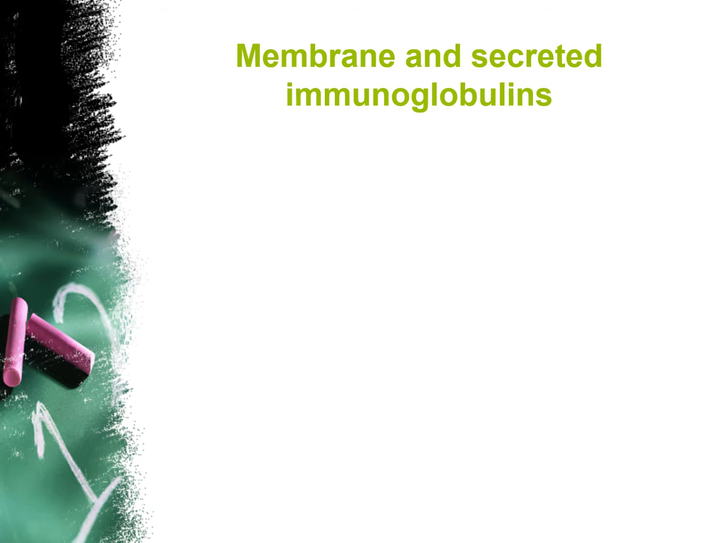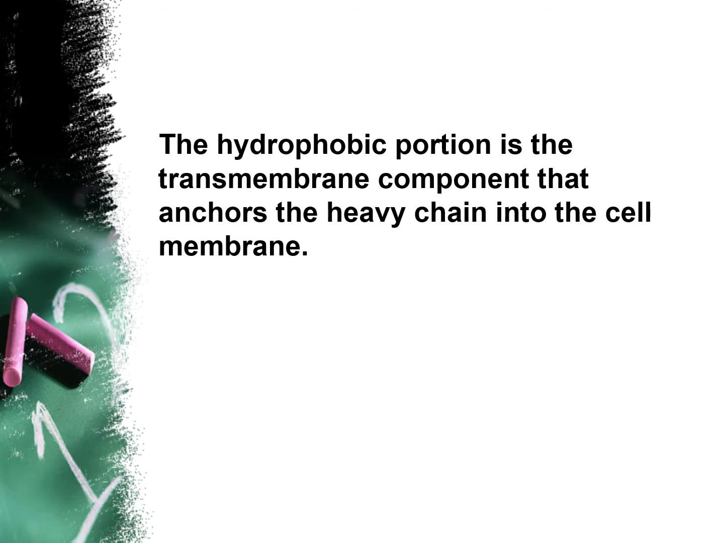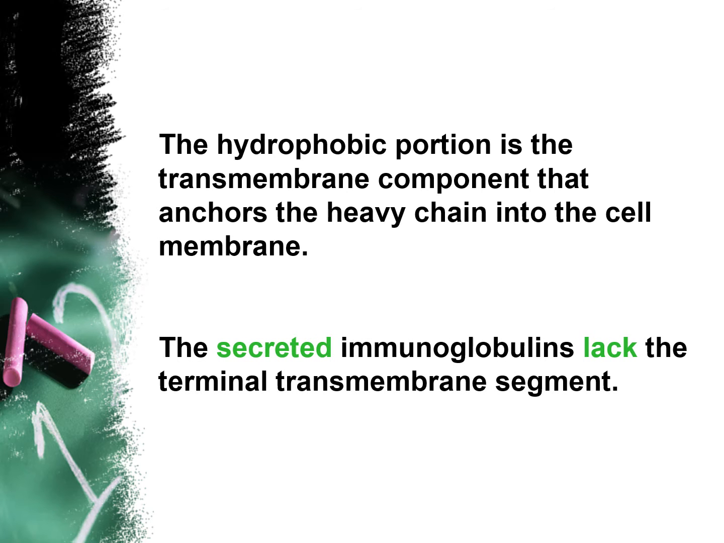Membrane and secreted immunoglobulin. Immunoglobulin can exist in either membrane-bound or secreted forms. The membrane form's heavy chain always contains an additional carboxy terminal sequence of about 40 amino acids. This sequence consists of a highly acidic region of 12 up to 14 amino acids, followed by a hydrophobic sequence of about 26 amino acids. The hydrophobic portion is the transmembrane component that anchors the heavy chain into the cell membrane. The secreted immunoglobulin lacks the terminal transmembrane segment.